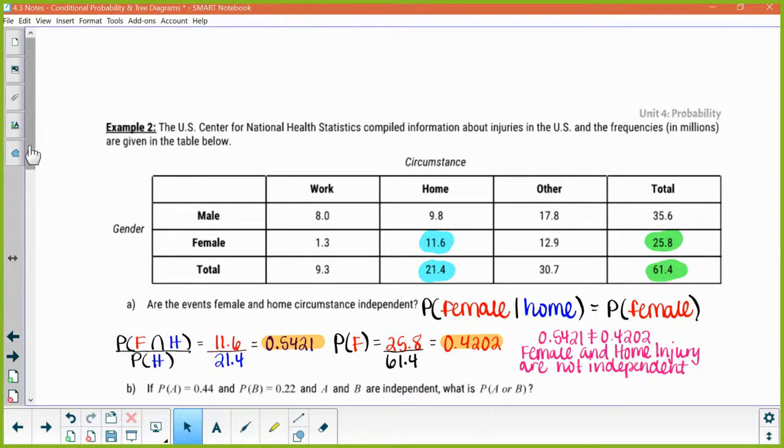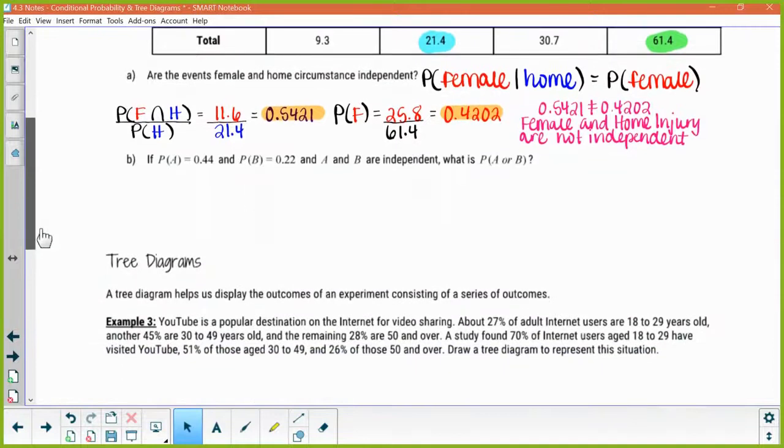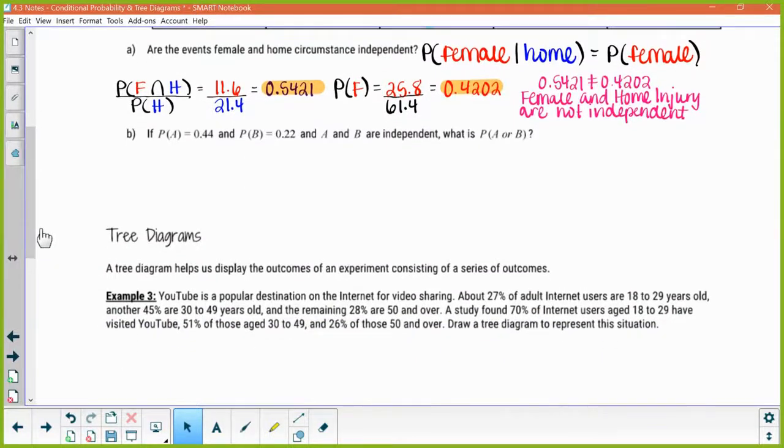Now, part B of this question does not necessarily have to do with our table, but it does have to do with our rule for independence. If the probability of A is equal to 0.44 and the probability of B is equal to 0.22, and A and B are independent, then the probability of A and B is equal to A times B. What is the probability of A or B?